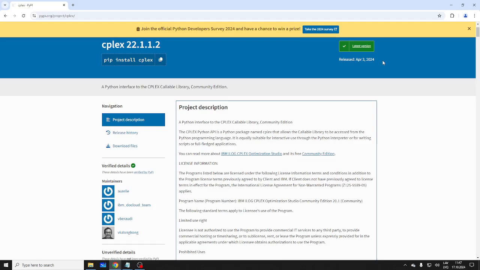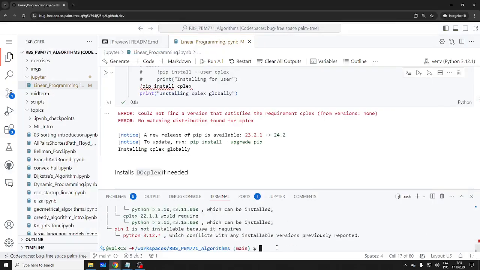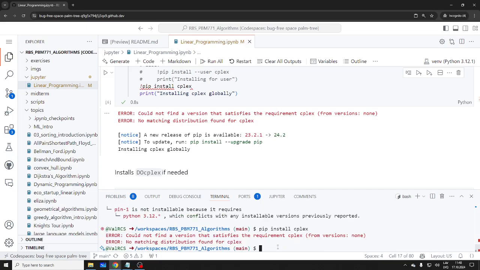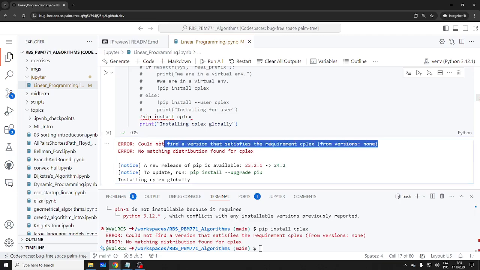Pip install Cplex. It's interesting why it wouldn't work. Let's try this one more time. What did it say? Let's do pip install Cplex, and it says could not find a version that satisfies the requirement Cplex, from versions: none. Huh, interesting. Yeah, I'll do this during the break. I'll check. Okay, let's go.